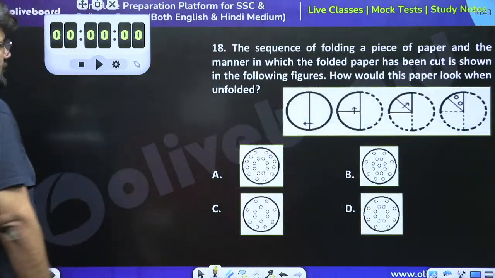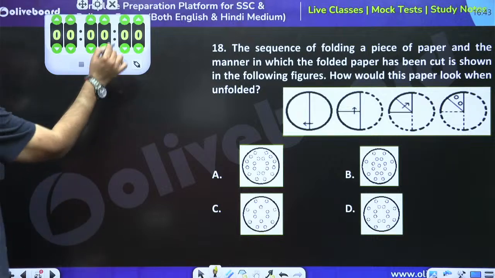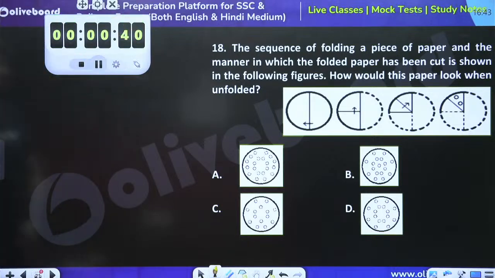Next. Paper cutting and folding. Easy question. 40 seconds is too much.